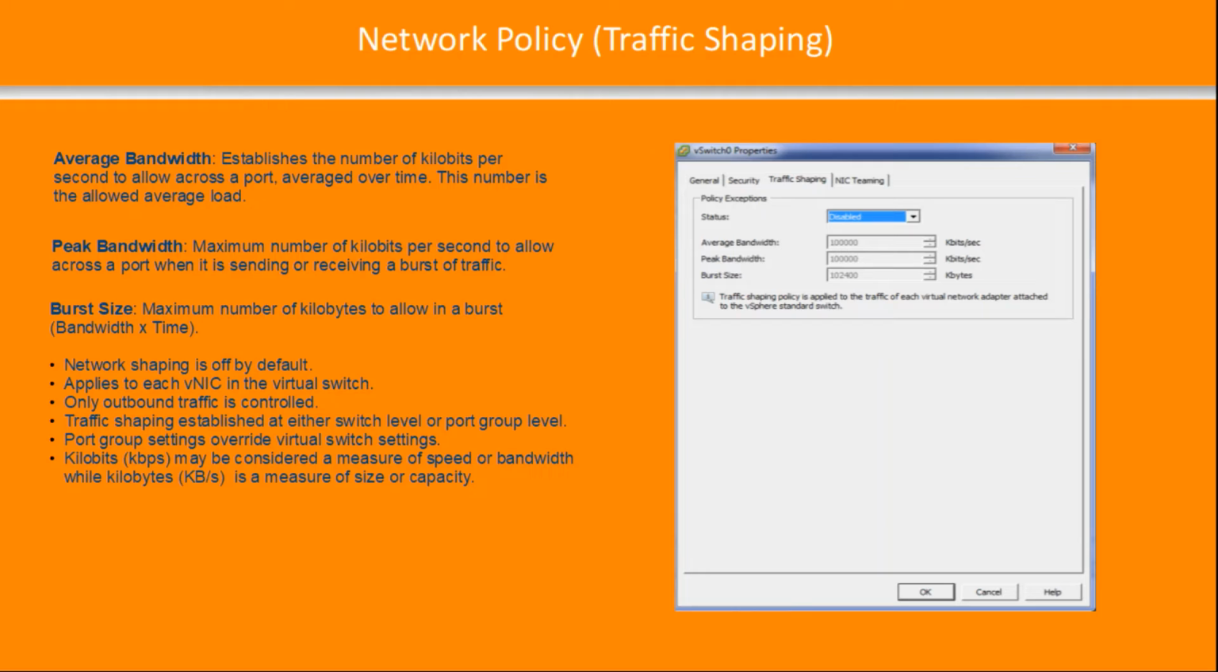Network policy in terms of traffic shaping: average bandwidth, peak bandwidth, and burst size. Some points to note: traffic shaping is not turned on by default. It applies to each virtual NIC in the virtual switch. For the standard switch, only outbound traffic is controlled. Traffic shaping is established at either switch level or port group level. However, port group settings will override virtual switch settings. Kilobits may be considered a measure of speed or bandwidth, while kilobytes is a measure of size or capacity.